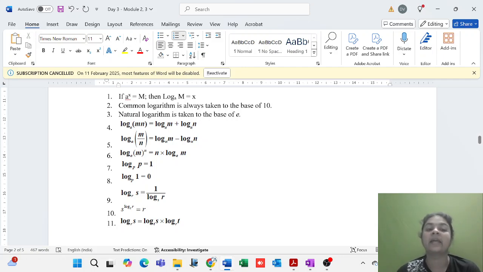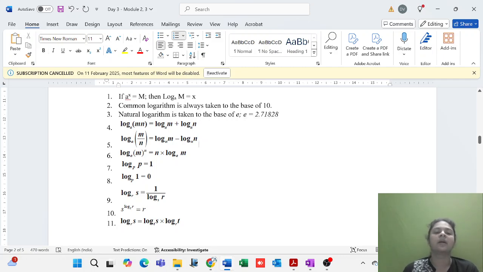And if they use the word natural logarithm, then it is to be taken to the base of e. You will anyways be learning the value of e in another chapter, but just for reference purposes I am giving you the value of e is 2.71828. Five decimal places I am giving you.